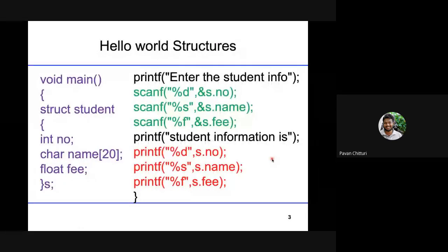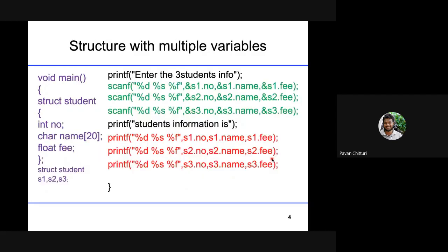Any doubts? Till this point, how a structure is created and how we are able to access the different variables in this particular structure that we have created. Any doubts till this point? Okay, clear. Then we will move on to the next concept, multiple variables.